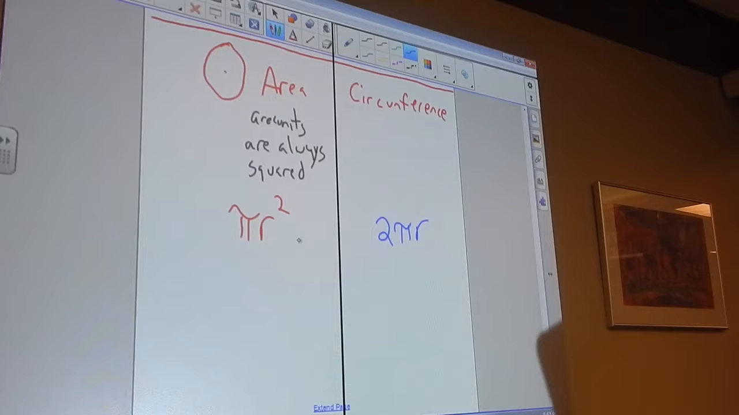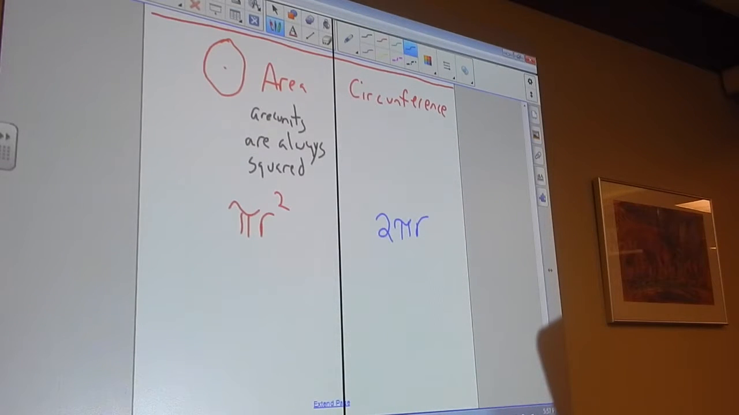There she is, riding dirty. All right. So one has a 2 in the front and the other has the 2 on the end. Yes, one you have the square and one you have the 2 in the front. There are definitely ways to memorize those. It's just the same letters in different places. We have pi r squared, and you've got 2 pi r.